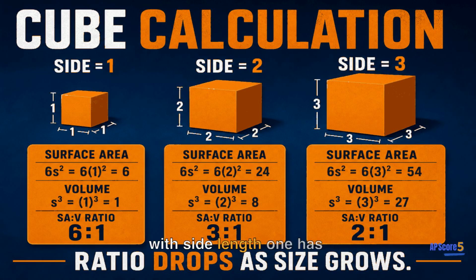A cube with side length 1 has a surface area to volume ratio of 6:1 and exchanges fast. A cube with side length 2 drops to 3:1. Side length 3 is 2:1. Side length 4 falls to 1.5:1. The ratio always shrinks as cells grow, and that shrinkage is what limits how big a single cell can ever get without losing efficiency.